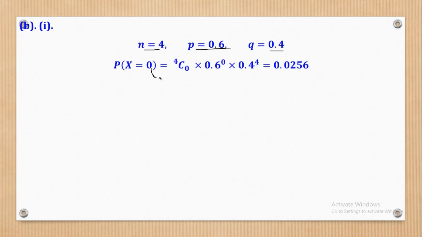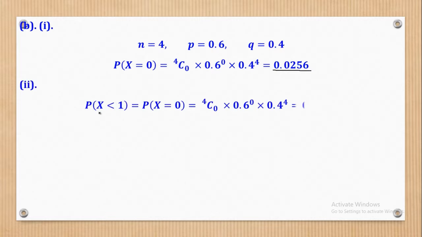That means that R is 0, N is 4, therefore P is 0.6, R is 0, Q is 0.4, and this one is N minus R, therefore 4 minus 0 gives 4, which is there. So in the end, we shall come up with 0.0256.